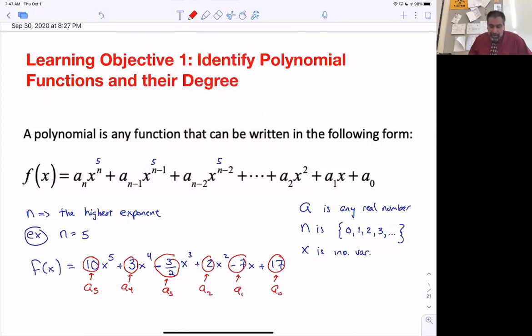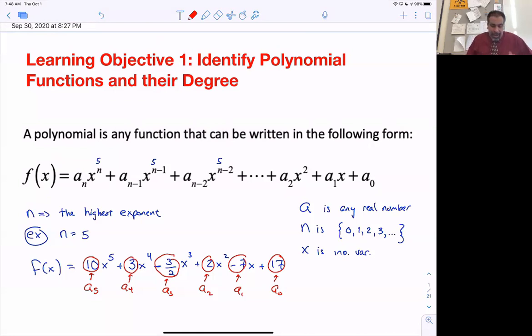So again, each of these a sub n's are the number written in front of their corresponding exponent. So a sub 3 is written in front of the cube, a sub 4 is written in front of the 4th, a sub 1 is written in front of x to the 1st, and so on. So that's how you can identify it. If you see an expression that can be put in this form, it might not look like it at first, but if you can put it in this form by manipulating it, this is going to be a polynomial.